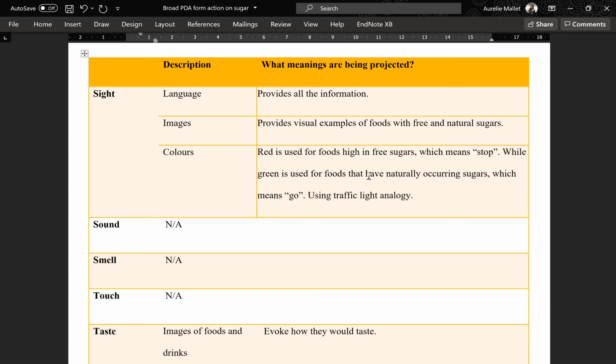that's providing all the information about the different types of sugars, about where they're found, which foods we should be avoiding, and what we should be eating more of. They also use images to provide visual examples of the foods, of where the free and natural sugars are found. And colors here, actually, I'll show you how colors are used.